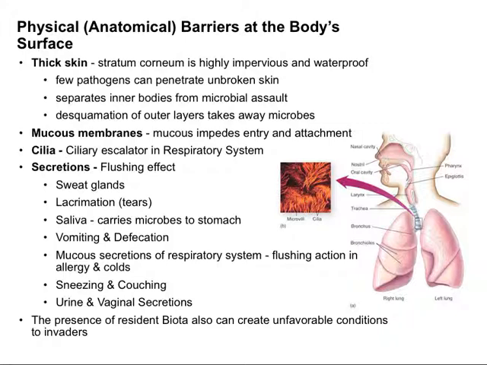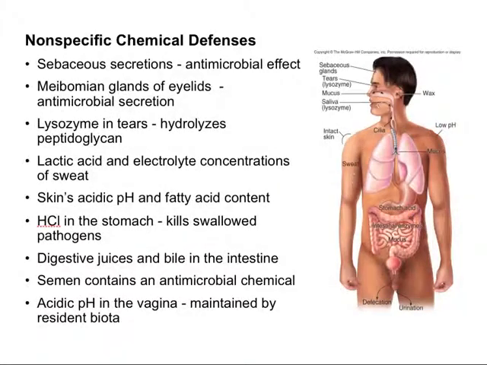As you can see, before microbes even have an opportunity to be exposed to our second and third line of defenses, there's a whole array of barriers at the body's surface. Next, let's take a look at some of the chemical barriers. We'll see sebaceous secretions. These secretions from glands in our skin have an antimicrobial effect. Also, glands in our eyelids, the meibomian glands, have antimicrobial secretions.